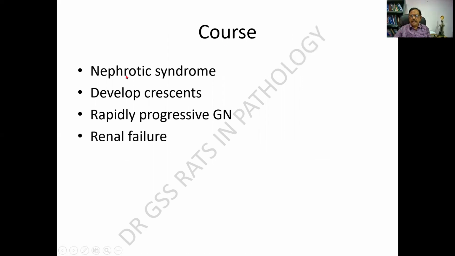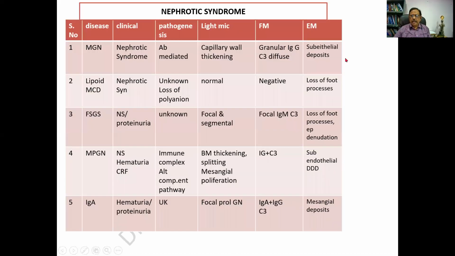And the course of the disease will be nephrotic syndrome, development of crescents. Crescents are arc-like structures that are formed in the periphery of the glomerulus. It can lead to rapidly progressive glomerulonephritis and finally renal failure. This is a summary of the entire thing. I would like you people to kindly memorize it.